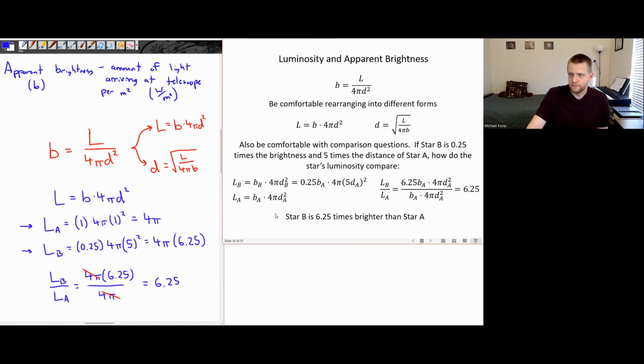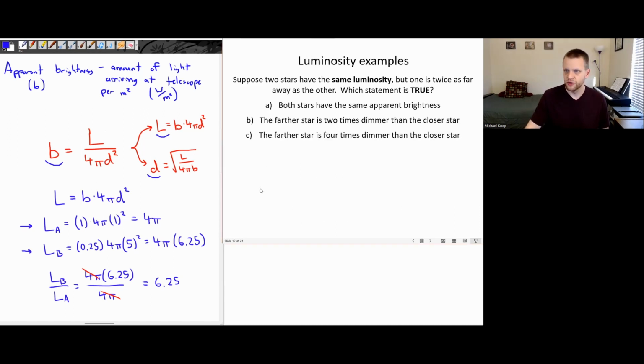Okay, let's try a couple more examples, because in these comparison style questions, you'll either be comparing the luminosity, the distance, or the apparent brightness, and the setup is going to be the same. Identify which quantity you're trying to compare and use that rearrangement of the equation. Make up numbers for your original case. Look at what numbers change for your new case, and then do your new case divided by your original case, and that will give you how the new quantity compares to the original quantity. Let's do a couple more examples.